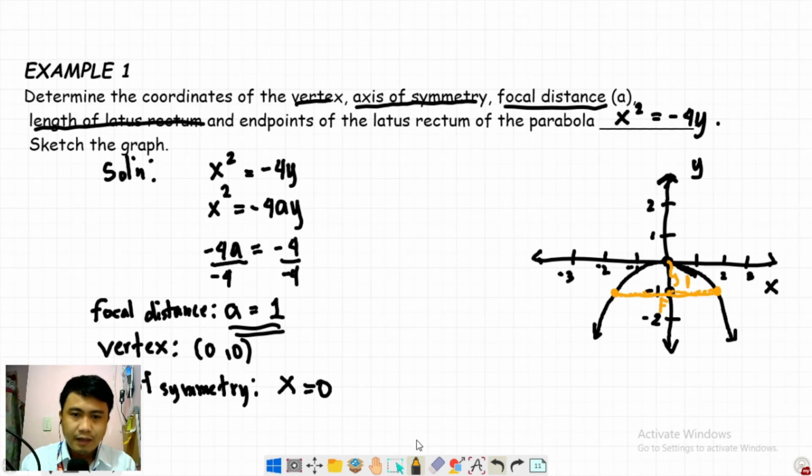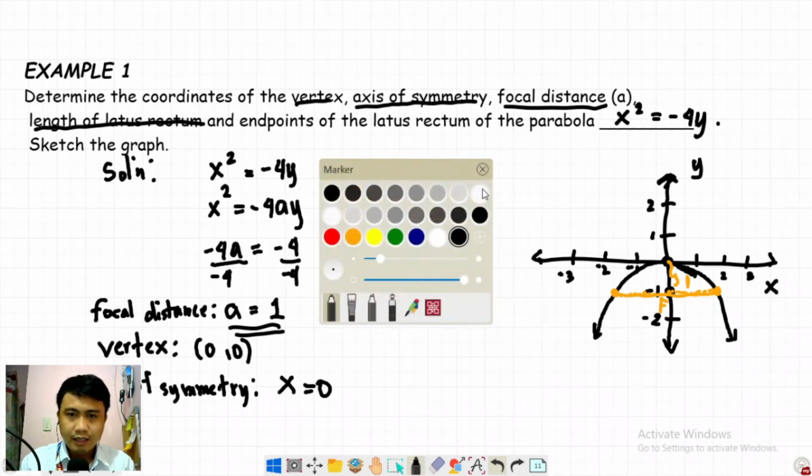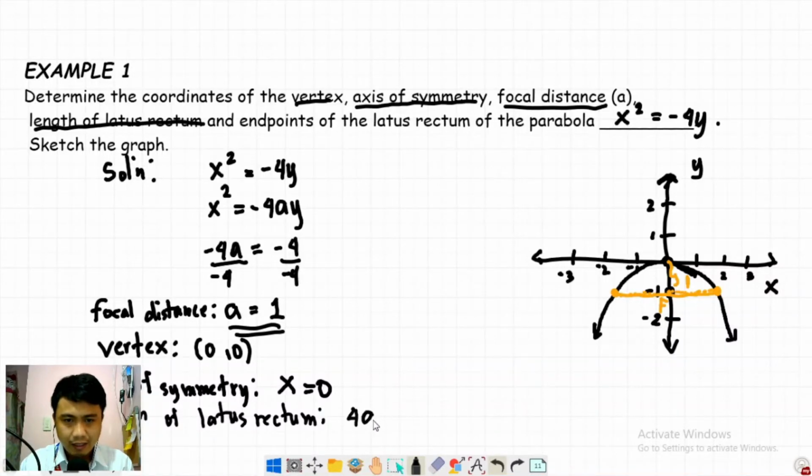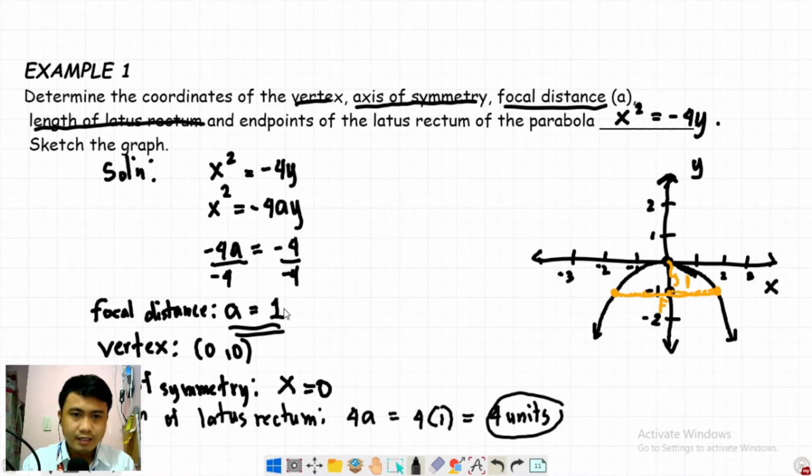Okay? So, para mapadali na lang, gagamitan lang natin ng formula. Ang length of the latus rectum, that is 4a. 4 times a. Okay? And what is our a? Di ba our a is 1? 4 times 1, that is 4. So, 4 units. Ang length po ng ating latus rectum ay 4 units. Ang ating focal distance, 1 unit.